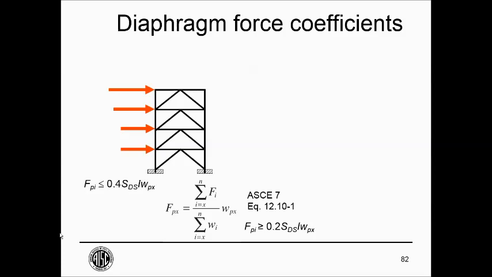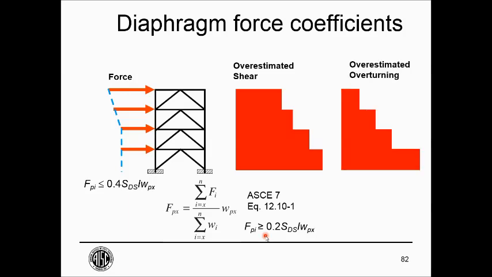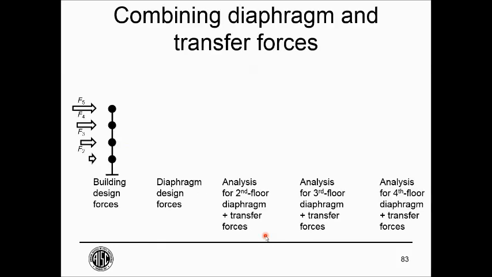There's this equation. There's a minimum and a maximum. For the high R systems, this minimum does tend to govern quite a lot. And that gives us sufficient force. Now, if you designed as if each of these forces was acting at the same time, you're going to accumulate way too much shear and way too much overturning. That's not the intent of these diaphragm forces. These diaphragm forces are meant essentially to be applied one at a time. So here are the building design forces that you use to design the frame. Here are the diaphragm forces at each level.